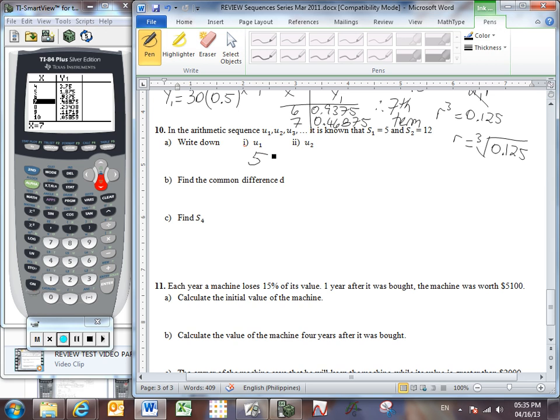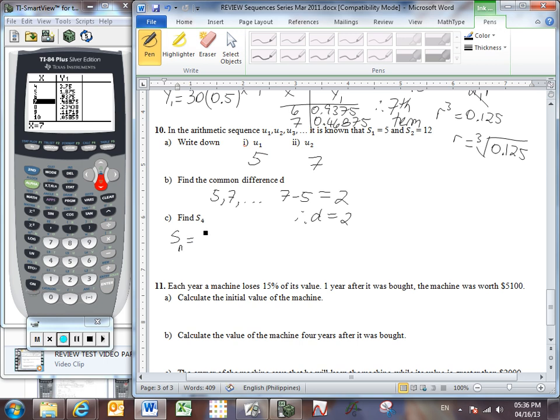And then the sum of the first 2 terms is 12. So what's the second term? Well, if the sum of the first 2 terms is 12 and you figured out that the first term was 5, that must mean that the second term is 7. Now let's find the common difference. Well, if our first 2 terms are 5, 7, and so forth, our common difference can be found by doing 7 minus 5 equals 2. Therefore, D equals 2. And we need to find the sum of the first 4 terms.